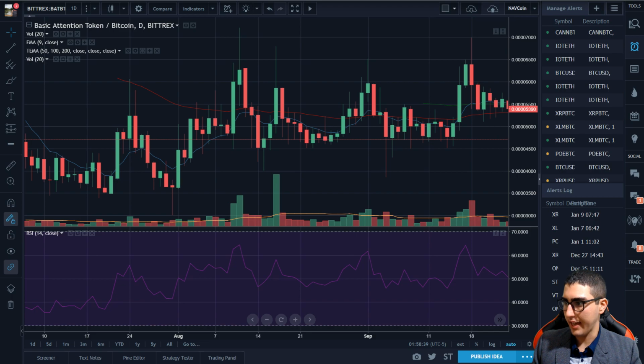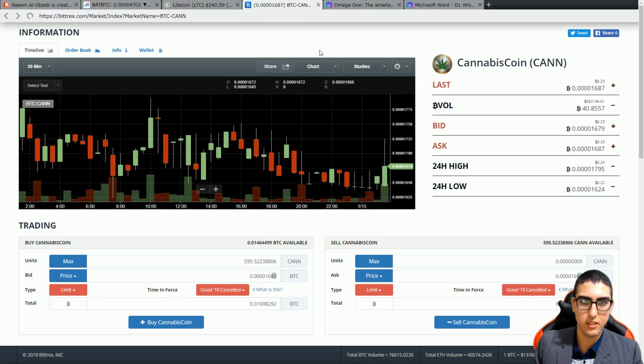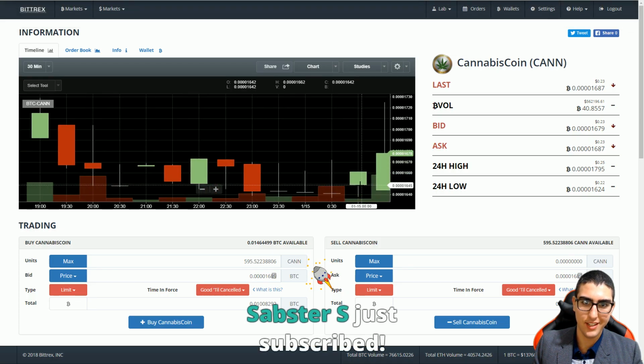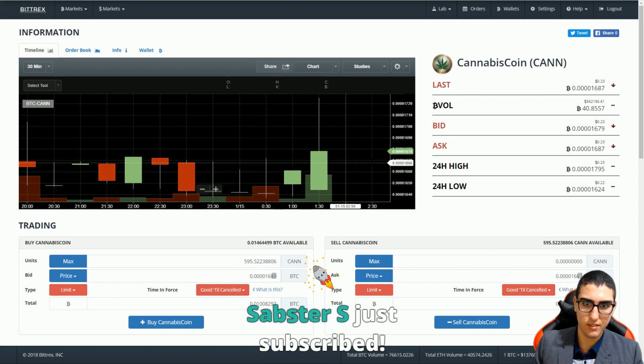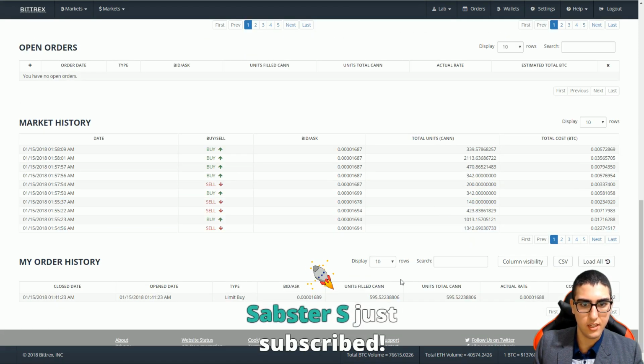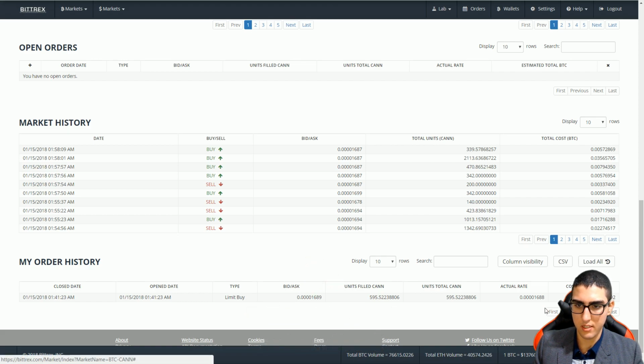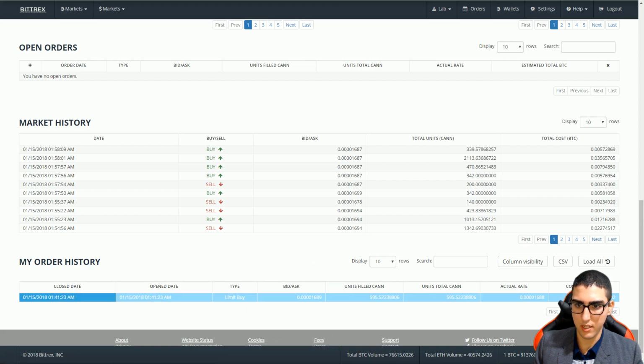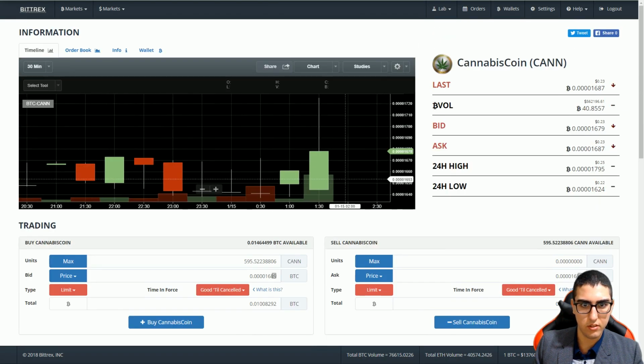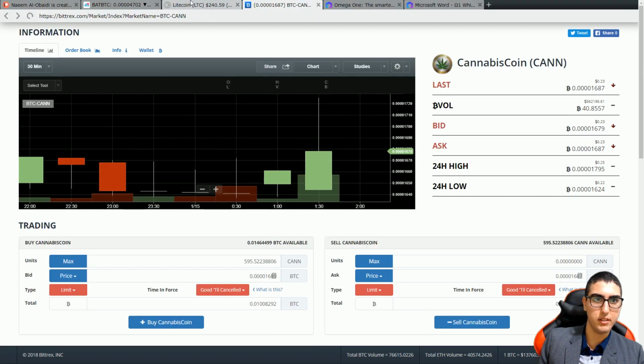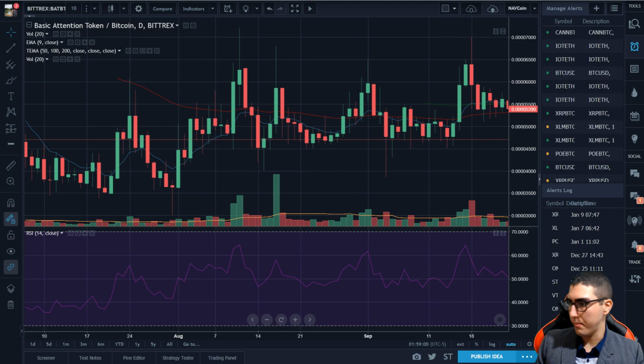Somebody said they bought the can coin when I did. Well, look at that can coin. We're at 1678. We bought in at, let's see, 1688. So it's still around that same level, around 10 satoshis. So not bad.